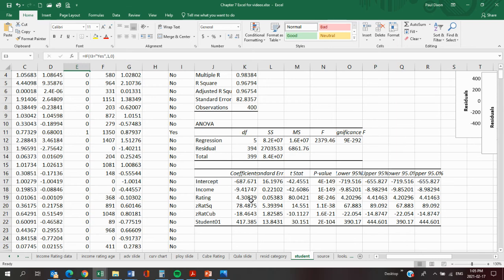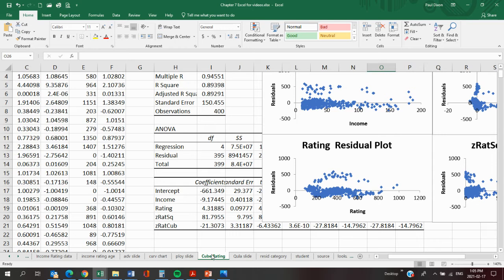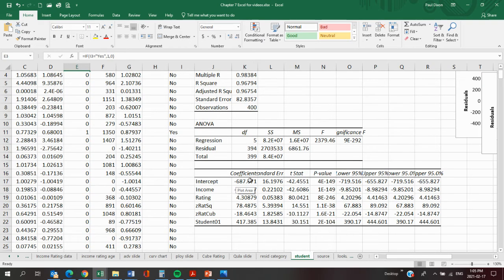And now the terms in my model actually don't change very much. If we went back here, if you can try to remember these, look at this, the minus 9 for income, plus 4 for rating, and then 78 and minus 18, minus 9, plus 4, 81, minus 21. They're almost the same numbers all the way across. Now my intercept changed a bit, but even that not hugely.